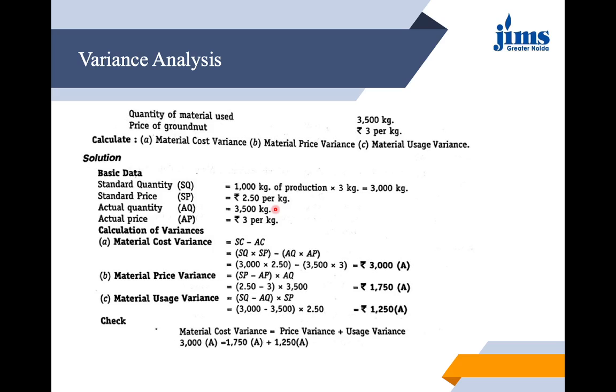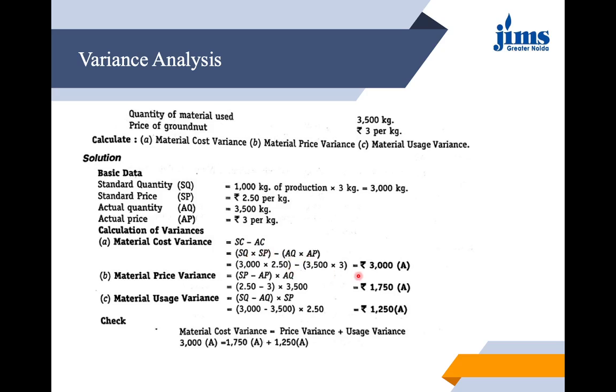The reason is that the actual is more in terms of quantity as well as in price. Price is 2.5 per kg here and 3 per kg here. So let us see the variances. First of all, the cost variance: standard quantity into standard price minus the actual quantity into the actual price.